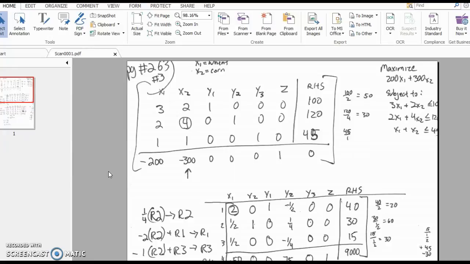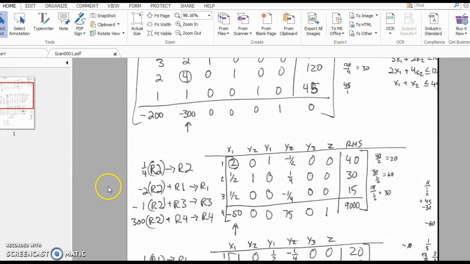So negative 300 is the largest coefficient, so we're going to pick this one, and then you do your ratios. I came over here and did my ratios, 45 over 1, so you get 45, 30, and 50. Because you take 120 over 40, 100 over 2. So 30 is the smallest, so that's the one we're going to use. 4 becomes our pivot.